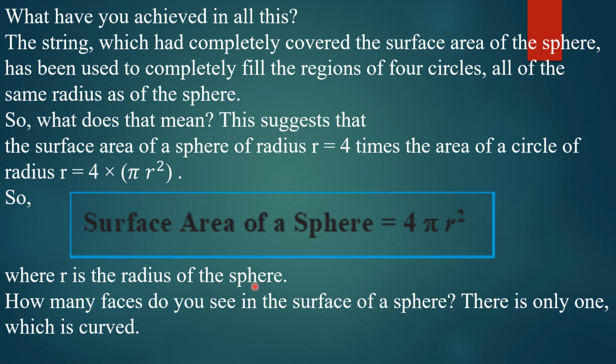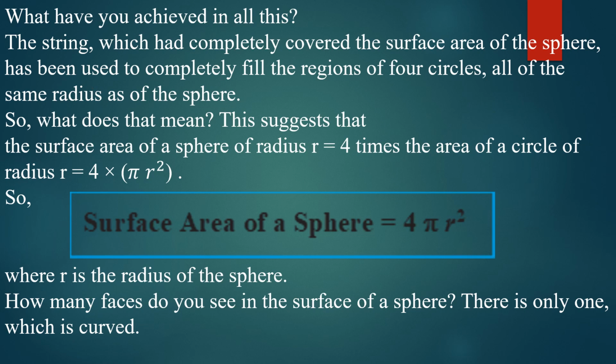How many faces do you see in the surface area of a sphere? Yes, there is only one, which is curved. In the case of a cuboid, there are 6 faces. In the case of a right circular cylinder, there are 2 types of faces: circular face and curved surface.